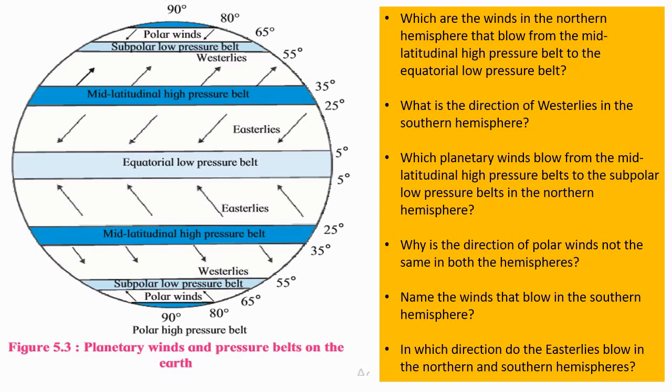Next question. Name the winds that blow in the southern hemisphere. So the winds that blow in the southern hemisphere are easterlies, westerlies and polar winds. In which direction do the easterlies blow in the northern and southern hemispheres? Easterlies blow from northeast to southeast in northern hemisphere and from southeast to northwest in the southern hemisphere.